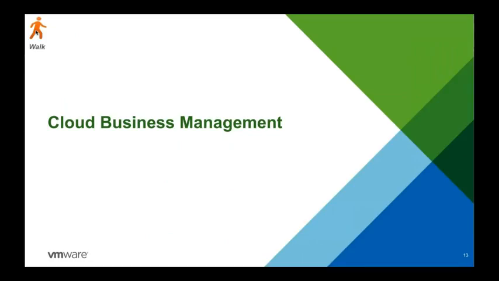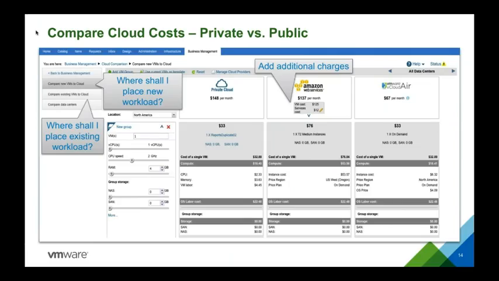If I look at Cloud Business Management, which is where we'd be moving across into the advanced version of the product, this technology gives us a capability to not only look at our own internal private cloud capabilities, but we can also start to look at costs associated with public clouds such as Amazon or Azure or VMware vCloud Air.